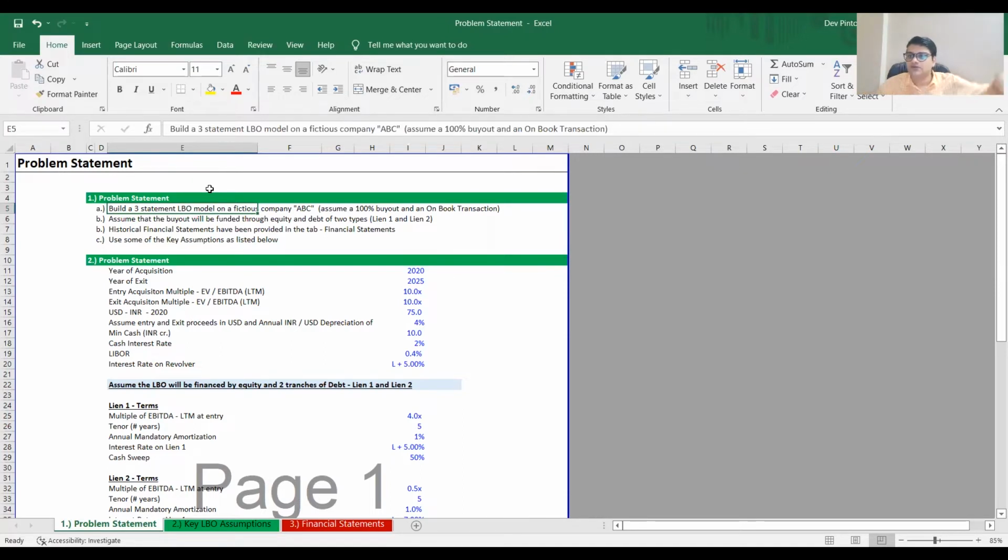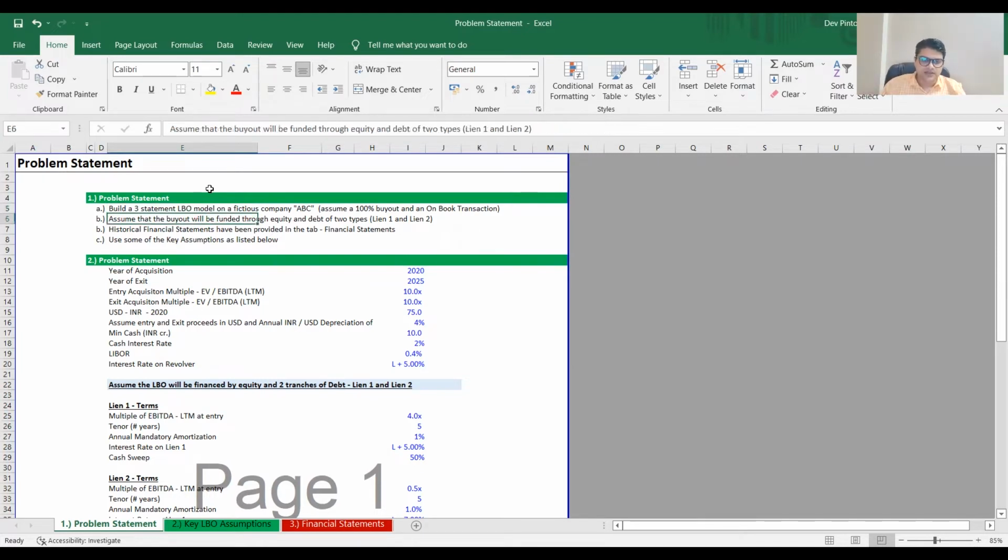Off-book is typically through a holdco structure wherein the debt will not be on the books of the target company, and typically you will take out dividends from the target company and use that to pay back the interest and the principal repayments, and that will happen at the holdco level, right? So in this case, we're going to do it on book.